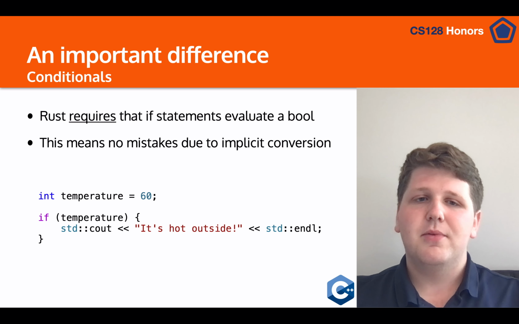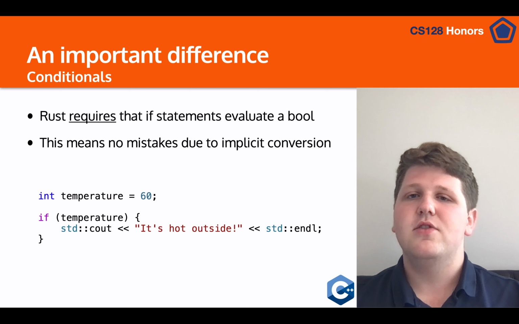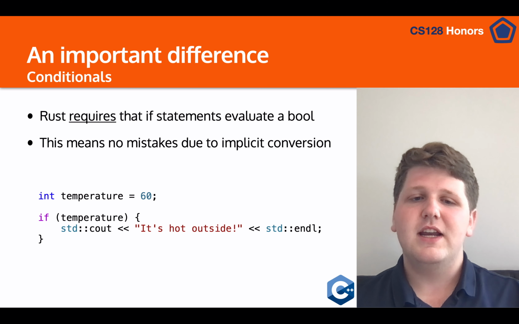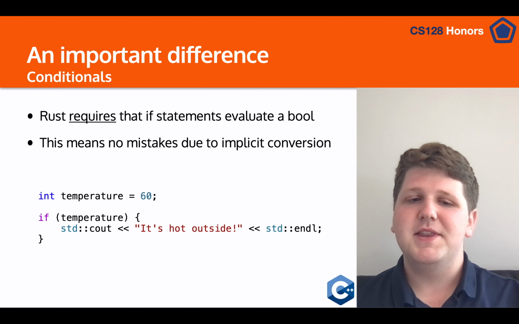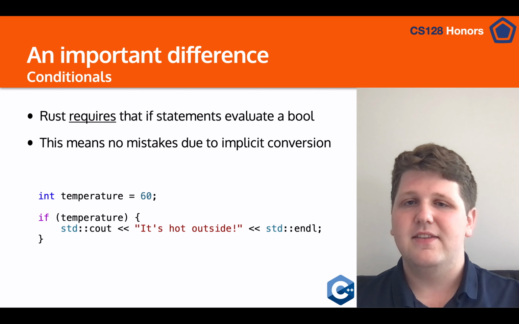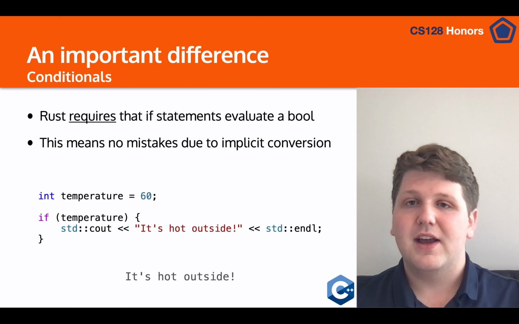So let's talk about an important difference with conditionals. Rust requires that if statements evaluate a Boolean, which allows for no mistakes to happen due to implicit conversion. To see what I mean by implicit conversion, let's take a look at some C++ code. Looking at this code below, you see that we have an int temperature and it's set to 60, and then we have this if statement that just says if temperature. And then we say it's hot outside if that's the case. Now, believe it or not, this will actually evaluate to it's hot outside in C++.